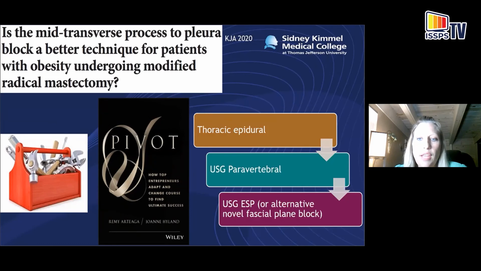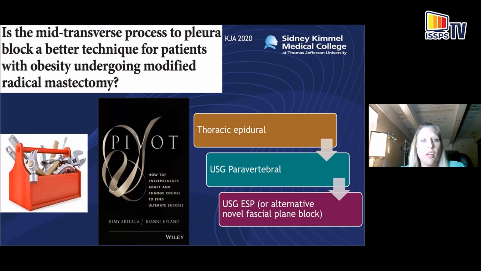And as stated in a recent editorial, which I cite here, the mid-transverse process to the pleura block was found to be a good alternative to the paravertebral block in the obese patient. So there's a number of fascial plane blocks, and I know there's going to be a really great lecture in a couple of weeks about that, and I look forward to tuning into that. So the MTP block, the erector spinae block, the retrolaminar block. It's important to know that there are options when the anatomy and sonoanatomy are not ideal, especially in the obese patient.